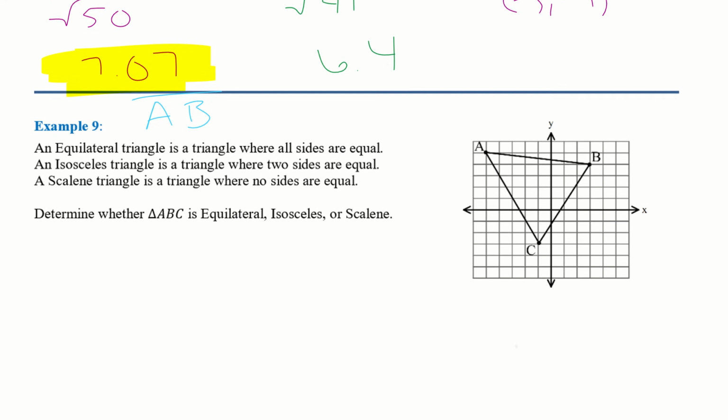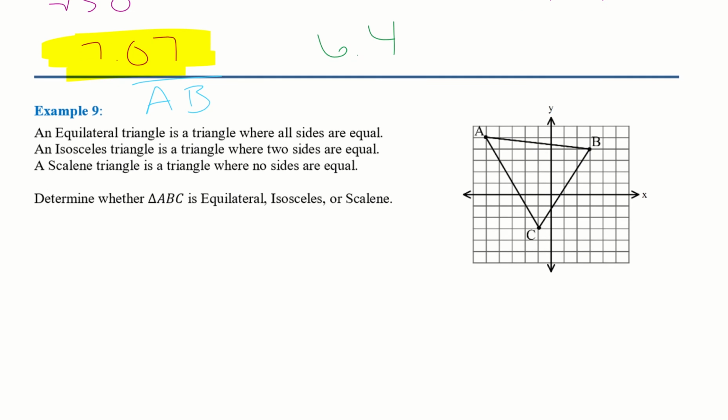Alright, and then number 9, an equilateral triangle is a triangle where all sides are equal. An isosceles triangle is a triangle where 2 sides are equal, and scalene is where no sides are equal. So we want to decide if this triangle is equilateral, isosceles, or scalene. So once again, I'm going to give you a second to try this one. Either try using the Pythagorean theorem or the distance formula. Whichever you're more comfortable with, you're going to have to find all 3 sides to figure out what kind of triangle this is.